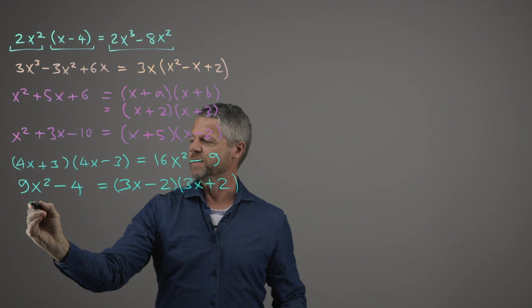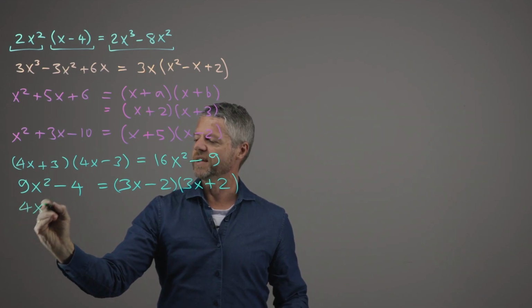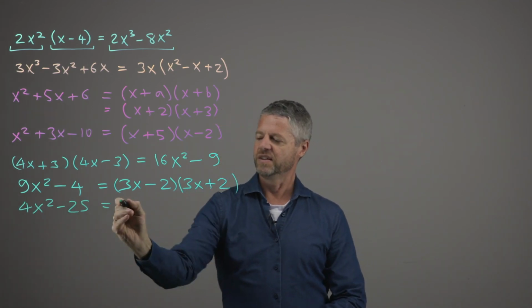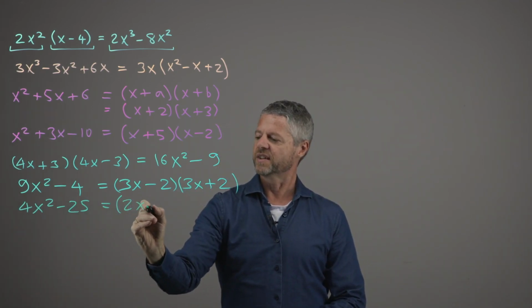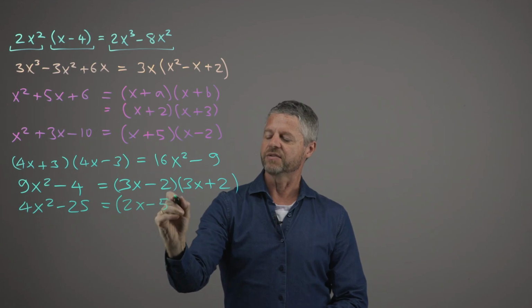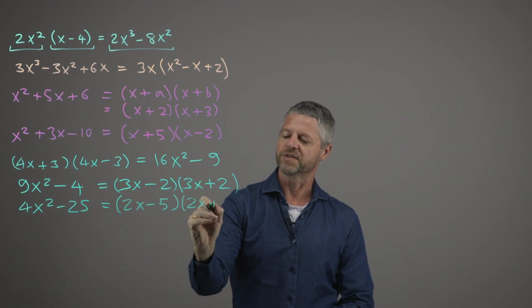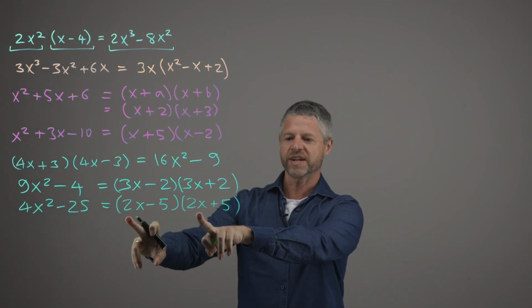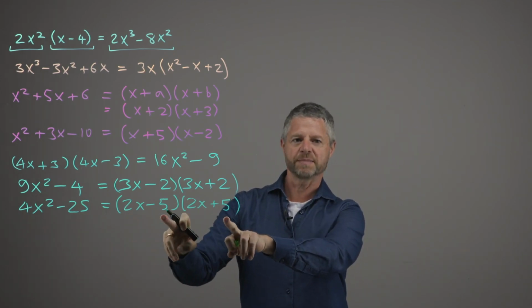Let's do another example. Let's do 4x squared minus 25. So that's going to be 2x minus 5, 2x plus 5. Because the 2x's combine to make 4x squared, and the 5's combine to make 25.